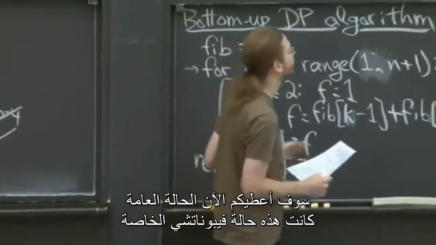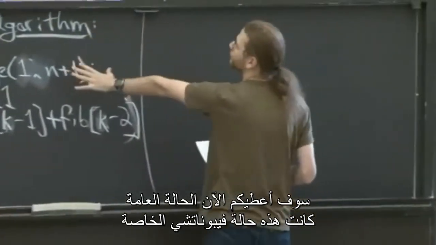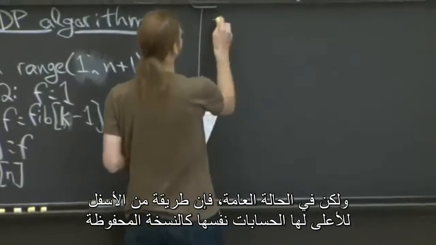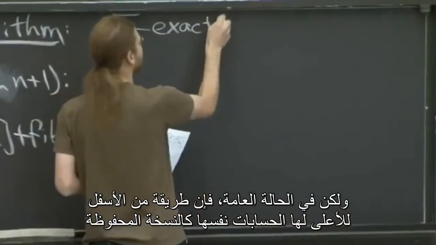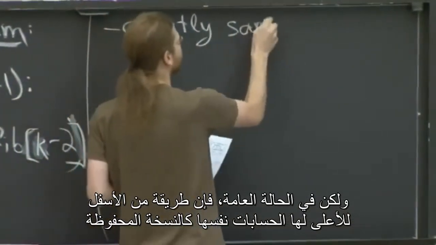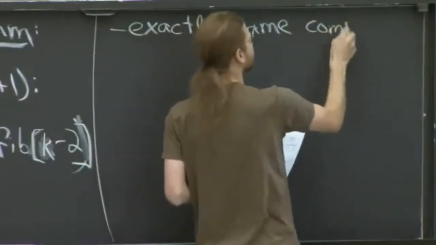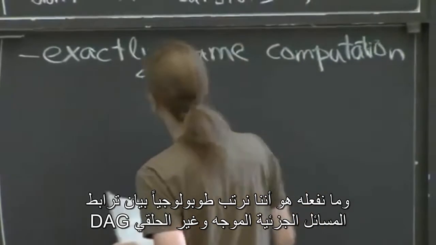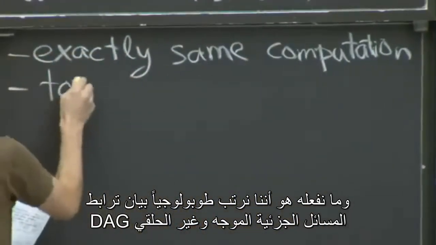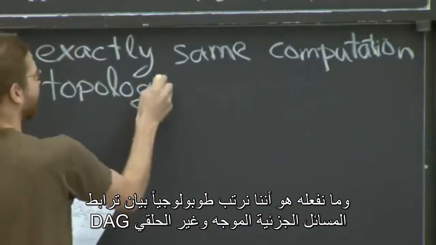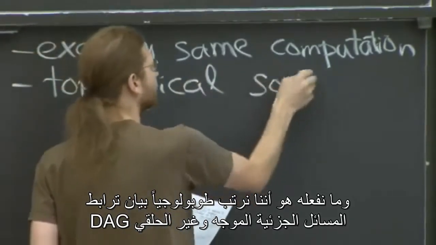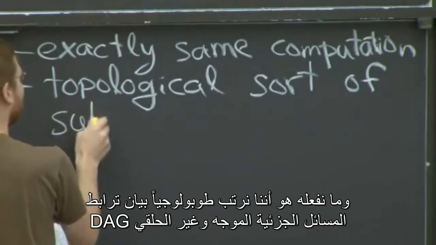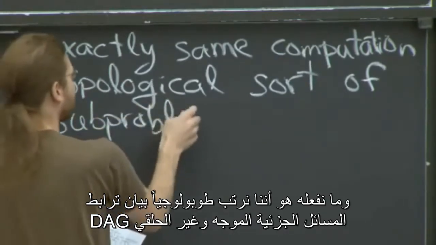OK, I'm going to give you now the general case. This was the special Fibonacci version. In general, the bottom-up does exactly the same computation as the memoized version. And what we're doing is actually a topological sort of the subproblem dependency DAG.